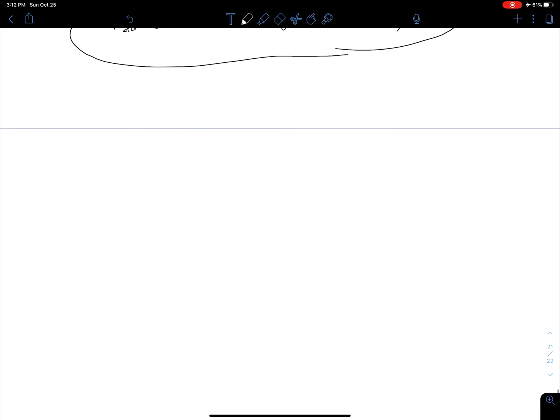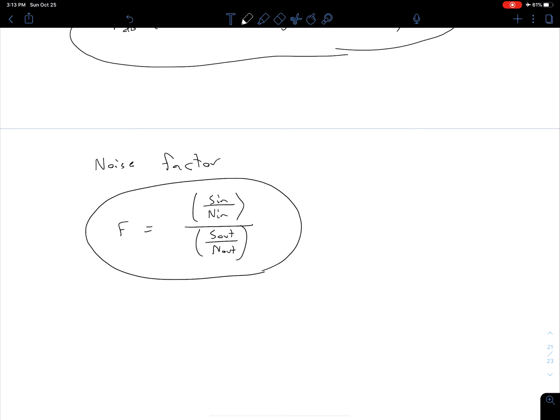One other thing to note is that so far we've been talking about a noise figure. In some cases you might see something called a noise factor. This is just an earlier definition that was used, and the noise factor was just defined as F is equal to our signal in over noise in divided by signal out over noise out. And over time, it became more convenient to use our noise figure, so basically putting this into decibels. But in some cases, you might still see that noise factor, so I just want you to be familiar with that as well.